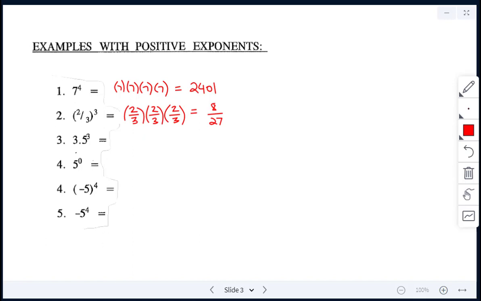All right, so for our next example, we have 3.5 to the power of 3. That just means we're taking 3.5 times 3.5 times 3.5. All right, so just put that into your calculator and you should end up with 42.875.